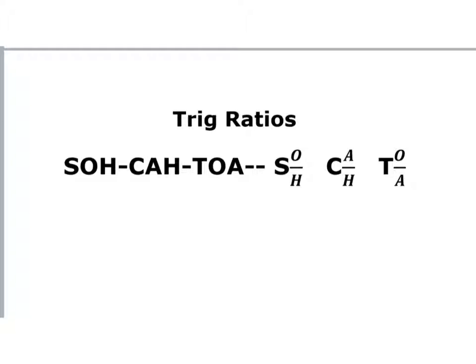Okay? Our trig ratios are sine, cosine, and tangent. And then after each one, you have either an O, an H, or an A, a pair of those. Think about what we were just labeling. What do you think the O stands for? Opposite.